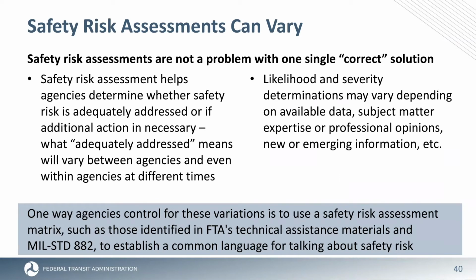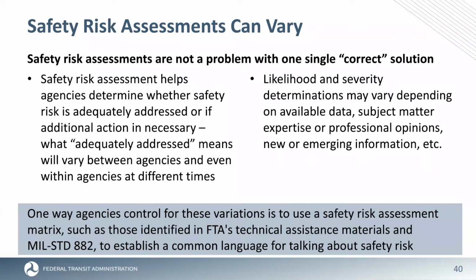So for example, likelihood and severity determinations, they could vary. Could vary based on the data that's available at the time. Could vary based on the input from subject matter expertise, input from professional opinion that our agency seeks. Could even find new information or emerging data that changes our determination from what we originally thought.